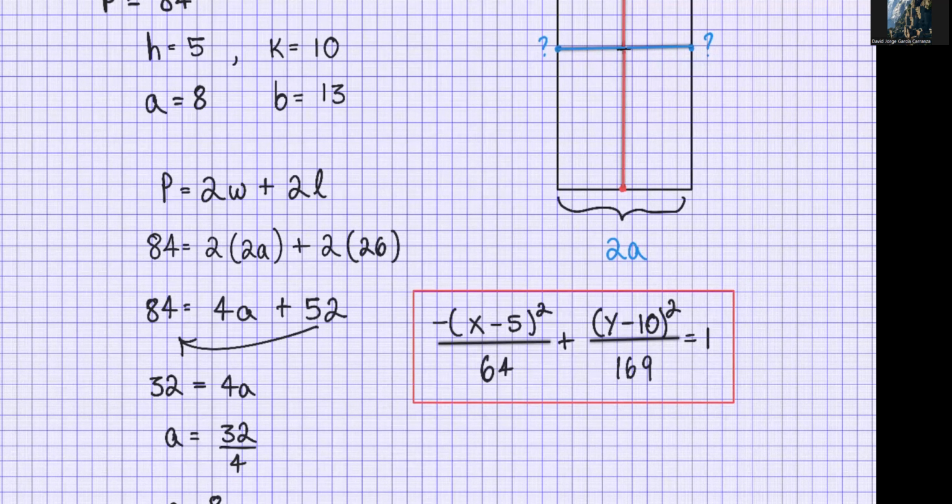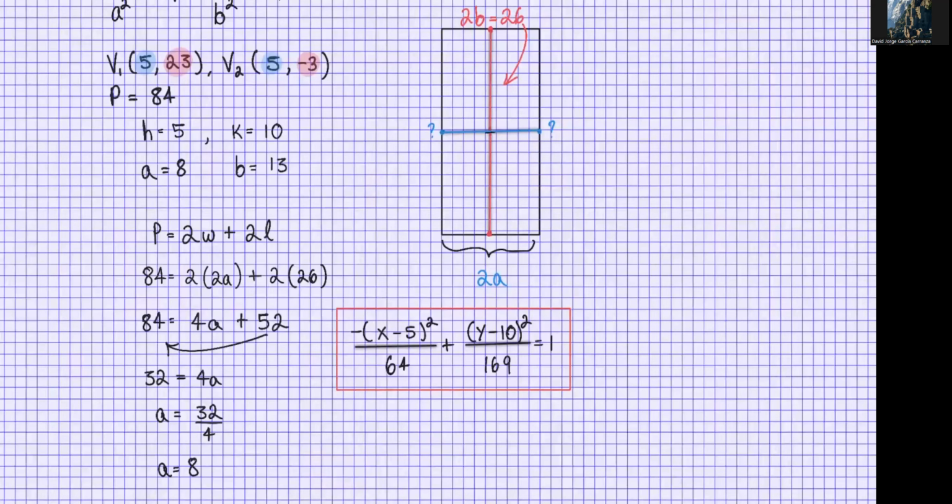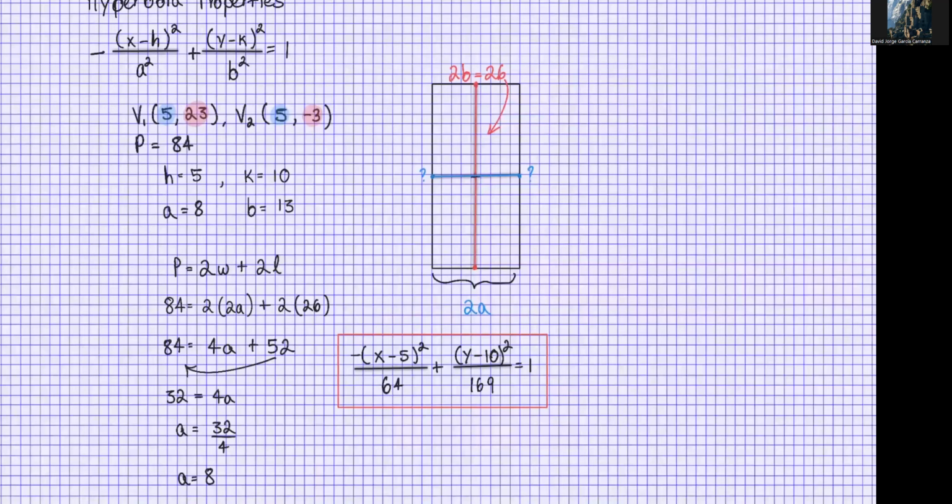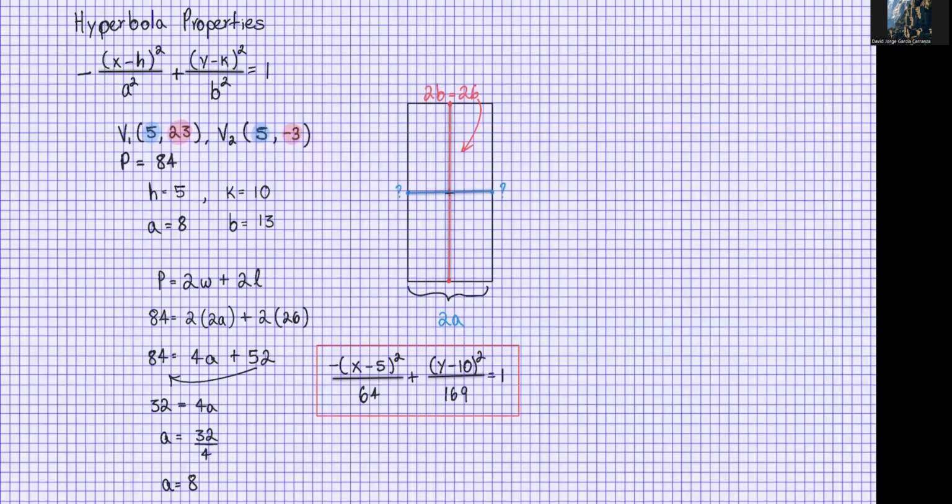That's how you get the standard form of the equation of the hyperbola when vertices and the perimeter are given.